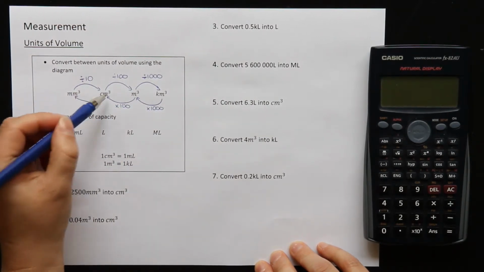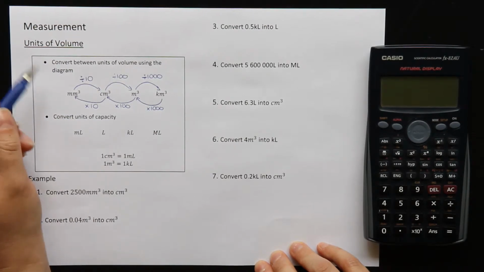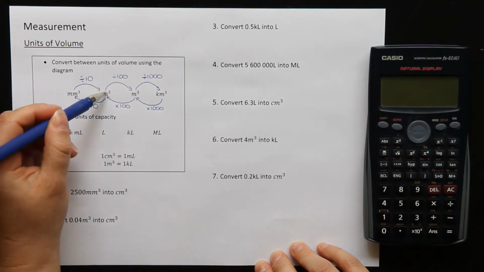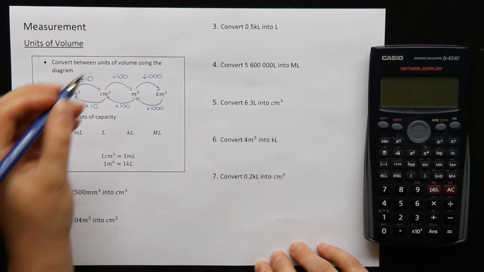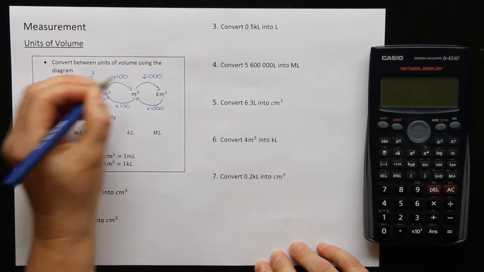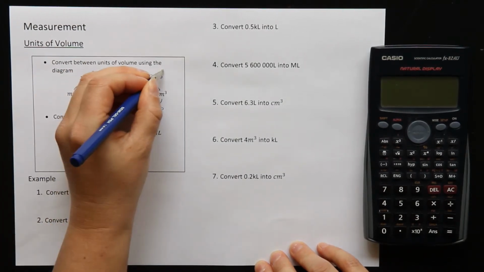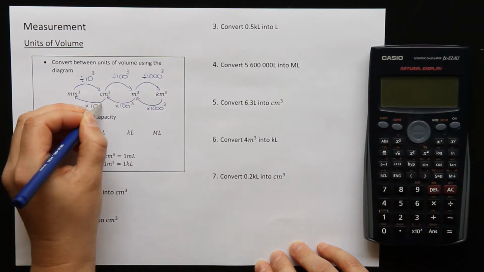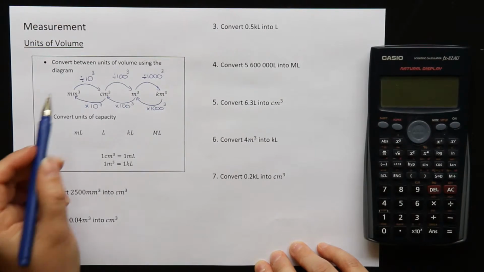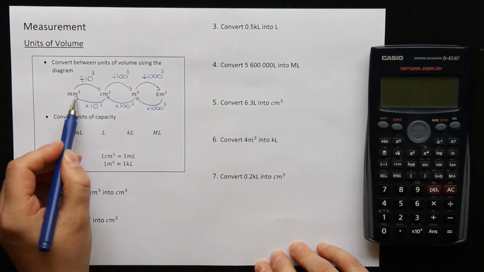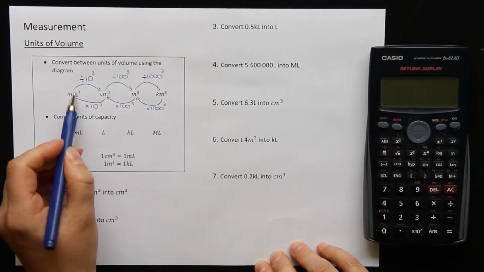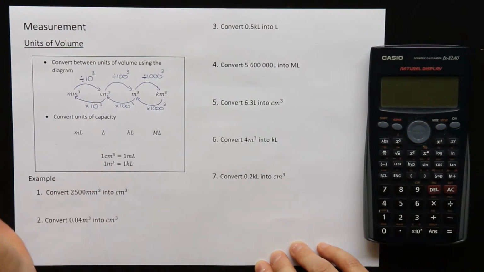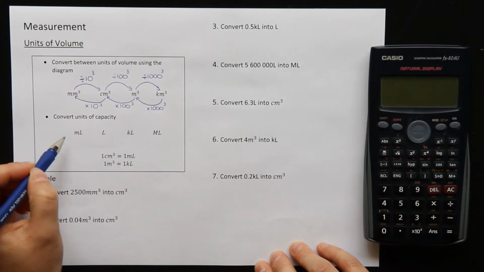Now that's if we didn't have the cubes. If they are millimeters cubed and centimeters cubed and meters cubed, what I have to do is cube each of these as well. So if I had something in millimeters cubed and I wanted to get to centimeters cubed, I would divide by 10 cubed. We're going to use that in just a minute. Let me show you the next one.